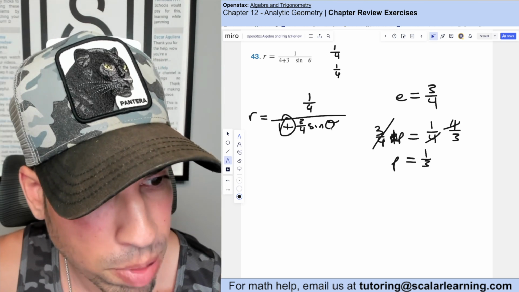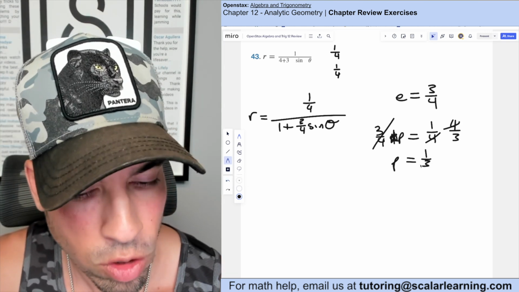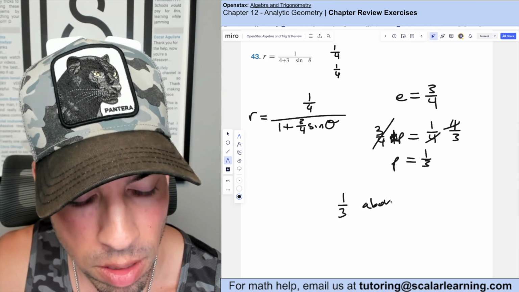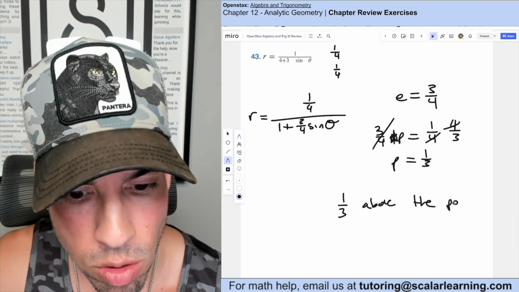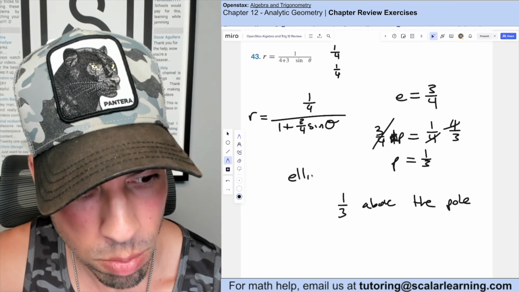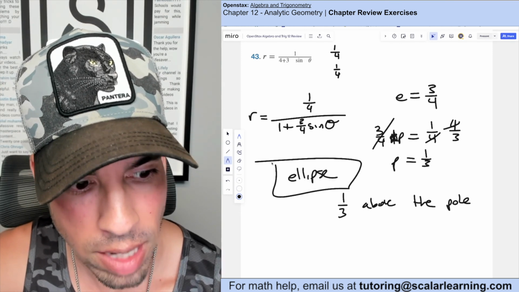So since this is a plus and this is sine, the directrix is going to be 1/3 above the pole. And also, since we have an eccentricity less than 1, this is going to be an ellipse. That's how you do it.